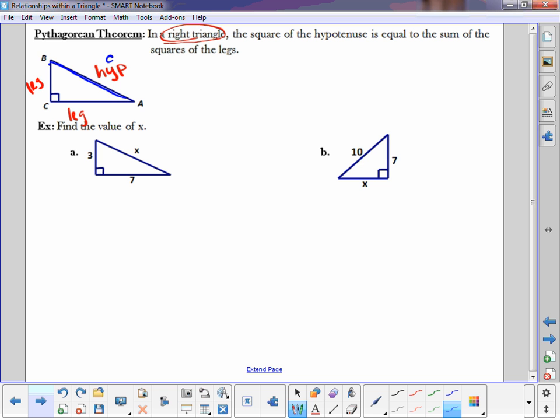And then we will call this guy side A. Side A is opposite of angle A. And this guy we'll call side B. Okay, so sometimes you'll see pictures drawn where instead of labeling the vertices, they'll label the sides.